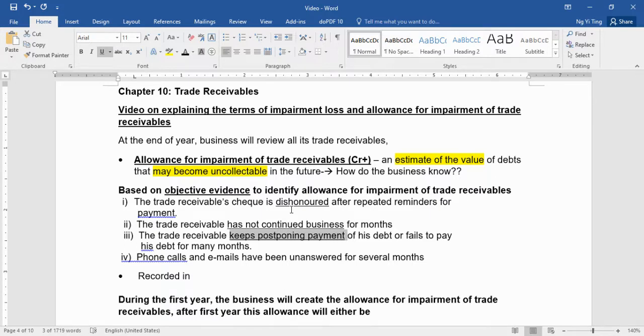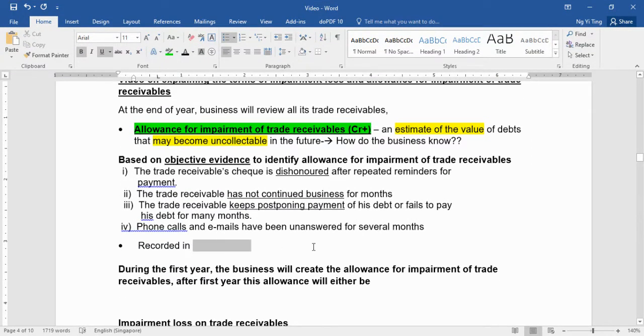So this is just evidence to tell us that maybe these trade receivables are not able to pay us. It's just an estimation. In the end, they may be able to pay us. So this is just an estimation based on all this evidence. We conclude that maybe they are not able to pay us. So therefore, this is known as allowance for impairment of trade receivable. Okay, this is recorded in the statement of financial position under the current assets.